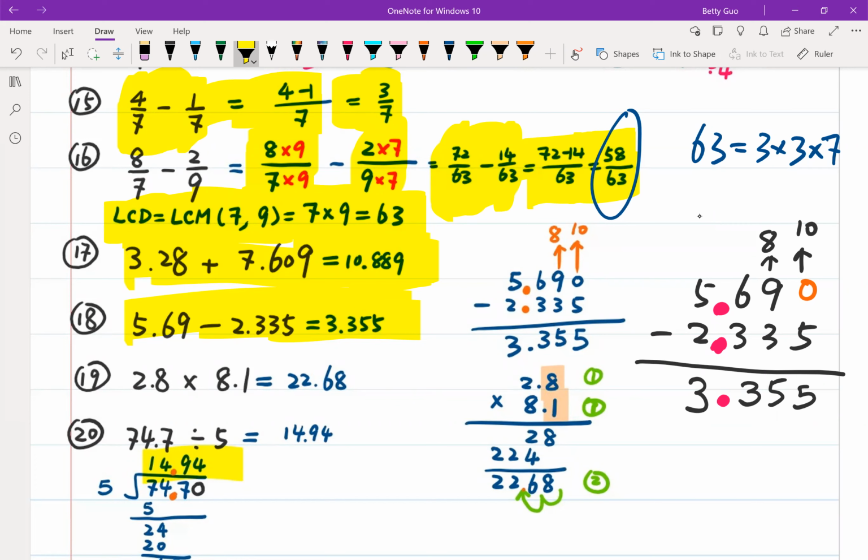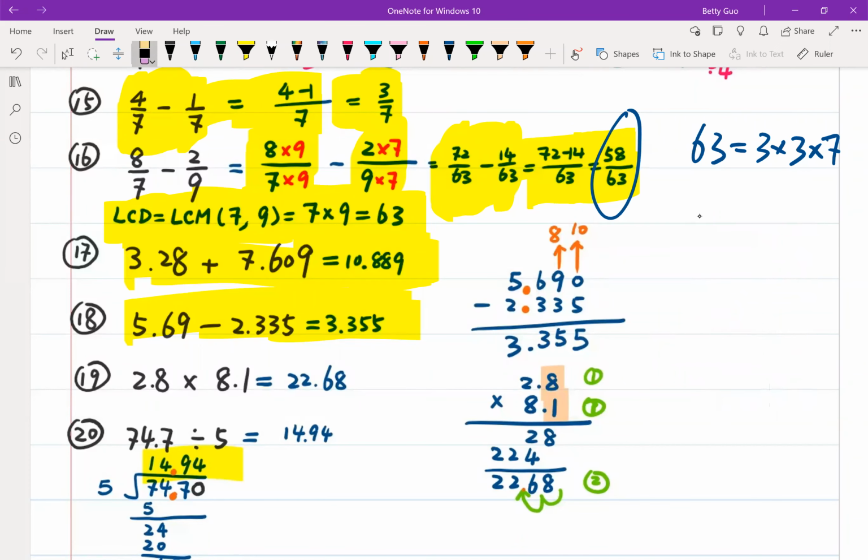Number 19, multiply. When we multiply decimals, the way we align the two decimals is different. We need to make sure the last non-zero digit of the two decimals are aligned. 2.8 times 8.1. When we put them vertically, we need to make sure the last non-zero digit is aligned. The decimal points happen to be aligned here, but that's a coincidence. When we multiply, again, we need to line up the last non-zero digit.